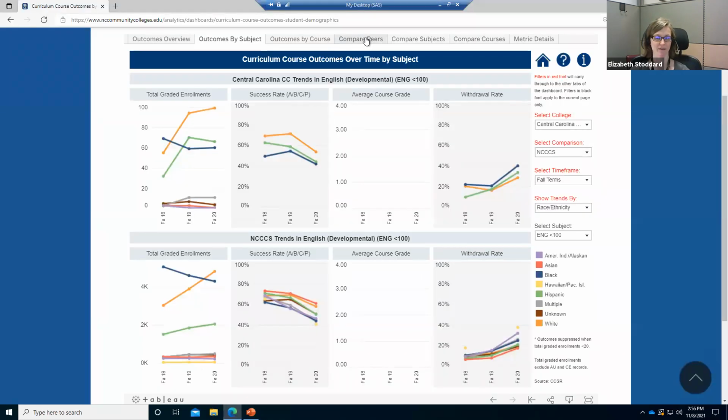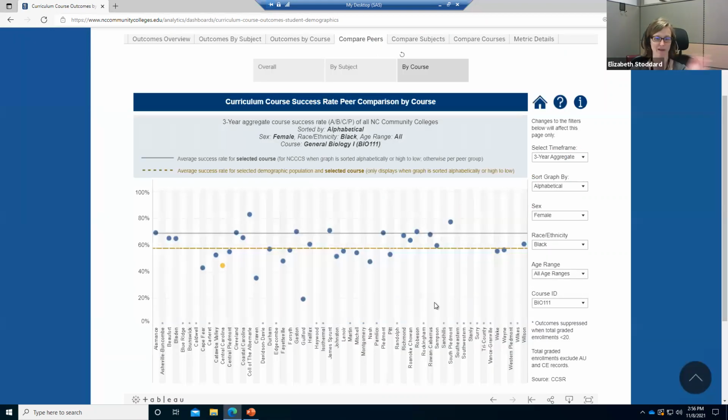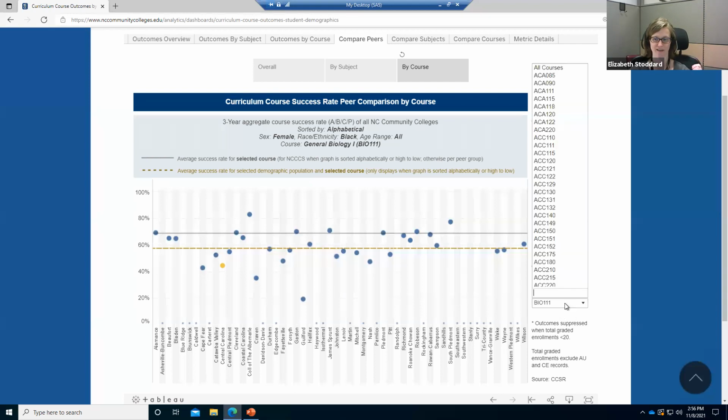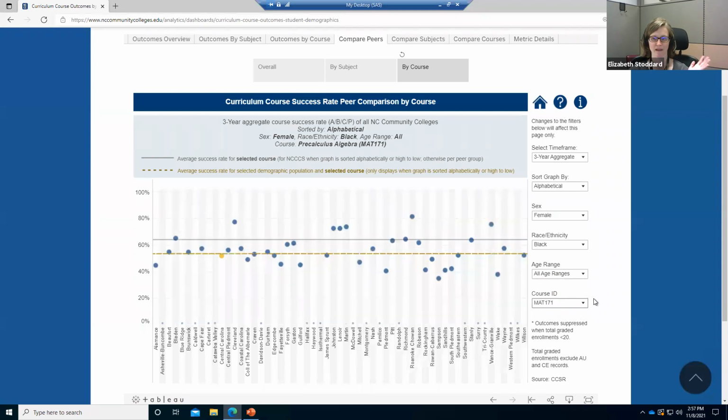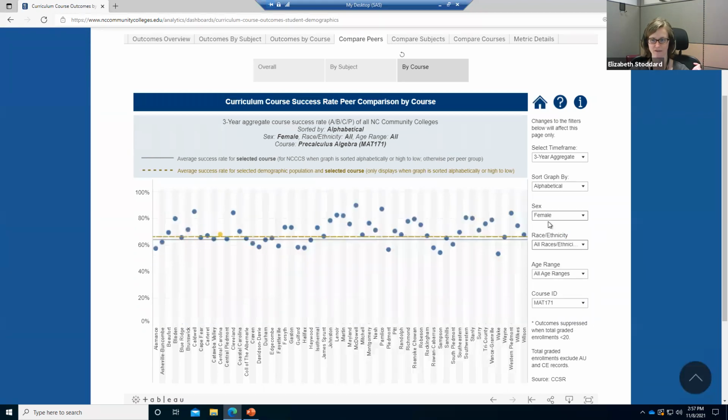And I think I showed you how to do this earlier, so I'm just going to quickly go through it here, but we can go to this Compare Peers tab. And this is the one where you can see all of your institutions, and the course that we're interested in is Math 171, which I can type into the filter, and that'll pull that up. So I'm going to click on it. And let me reset all my filters. I'm just going to go back to all race ethnicities and all sexes and all age ranges.